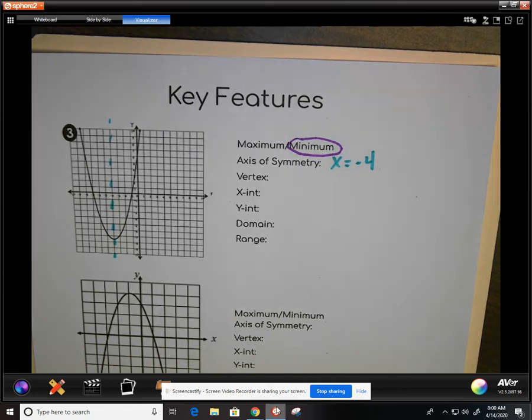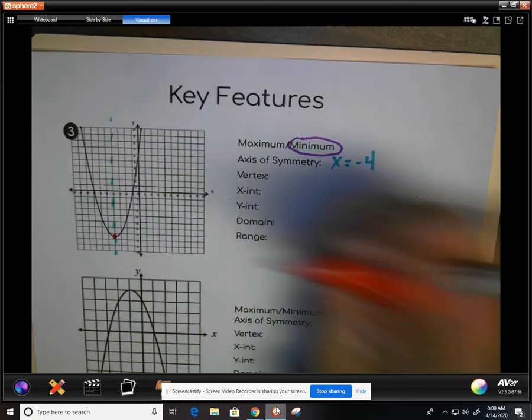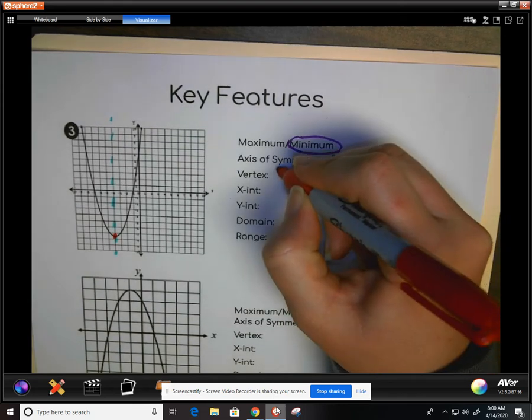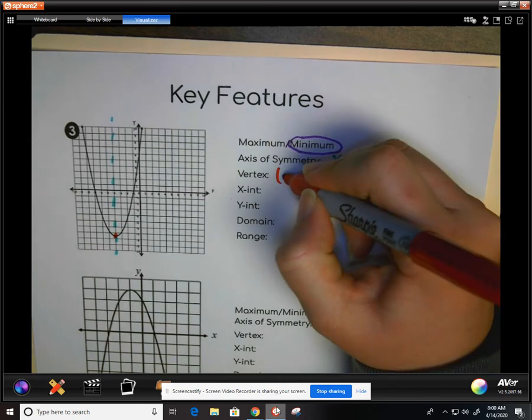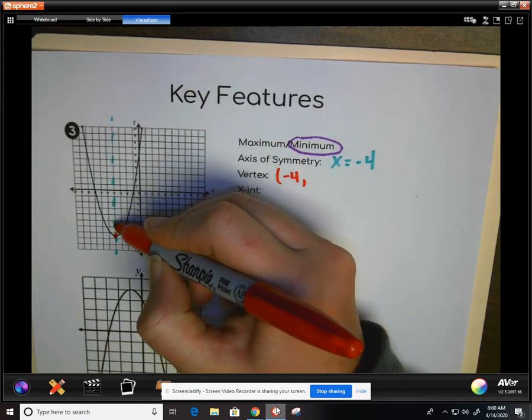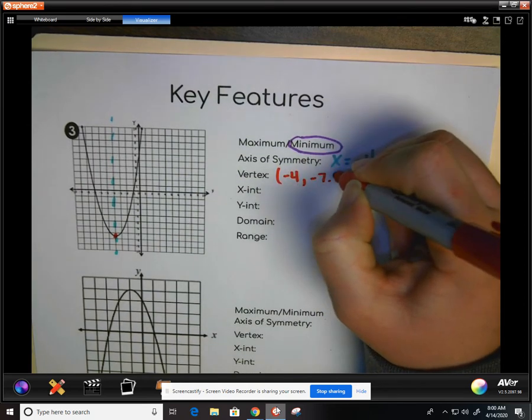Okay, now remember the vertex is just where the turning point is, where it starts to curve. So it starts to curve right here. And since it is curving right there, that is what we call the vertex. That is a point, and that point will be at -4. And it's at 1, 2, 3, 4, 5, 6, 7.5. So -7.5 because we went down.